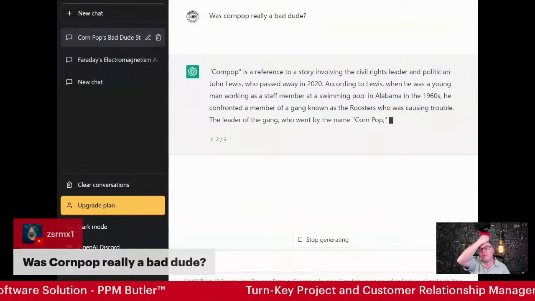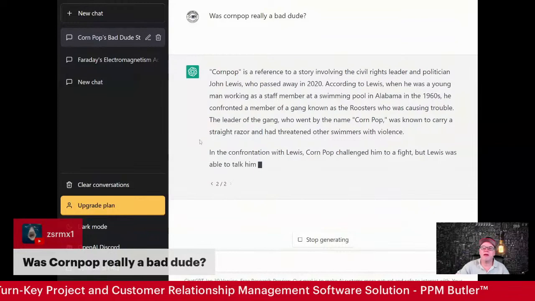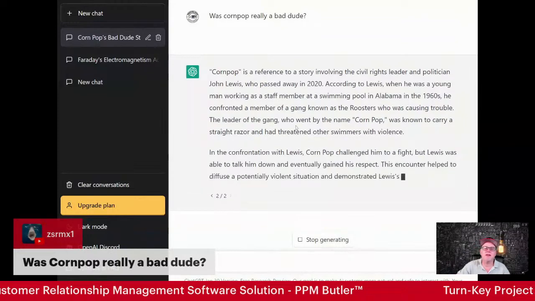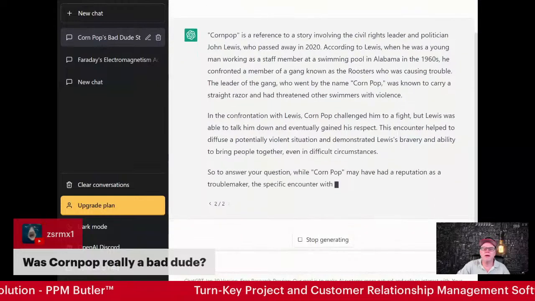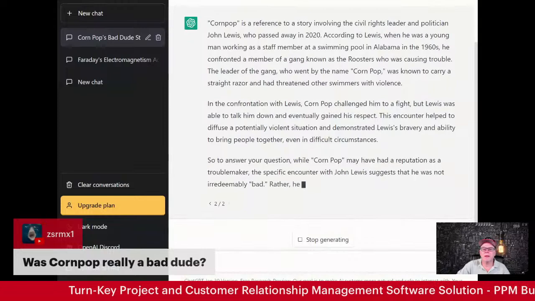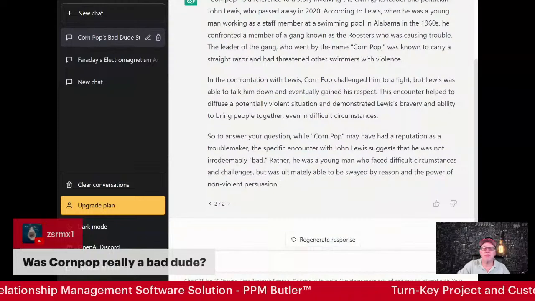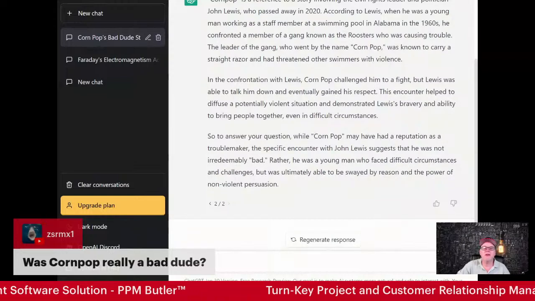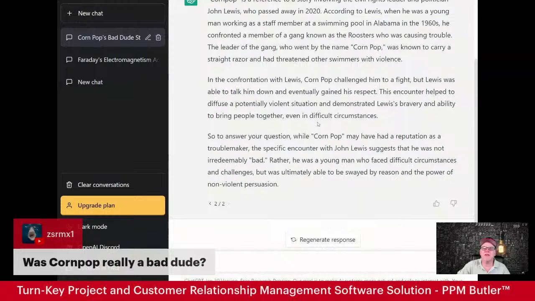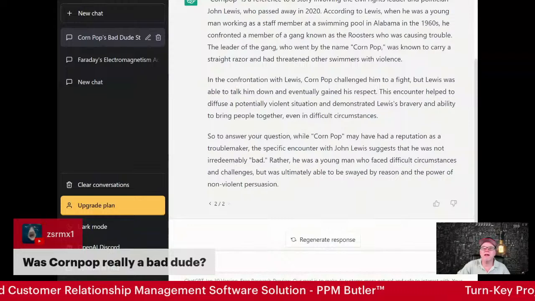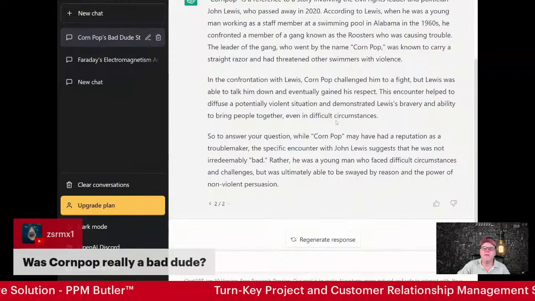Okay. Well, this one says that Corn Pop is a reference to a story involving the civil rights leader and politician John Lewis, who passed away in 2020. I'm letting it write. I'm just watching it. It says, in a confrontation, Corn Pop challenged him to a fight, but Lewis was able to talk him down and eventually gained his respect. The encounter helped diffuse the potentially violent situation and demonstrate Lewis's bravery and ability.